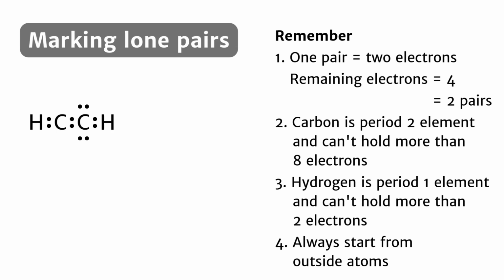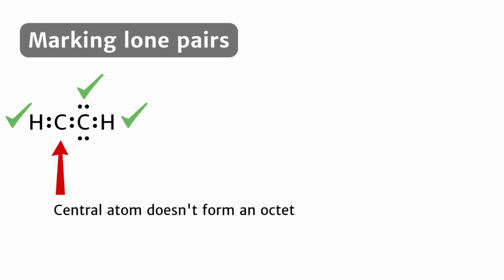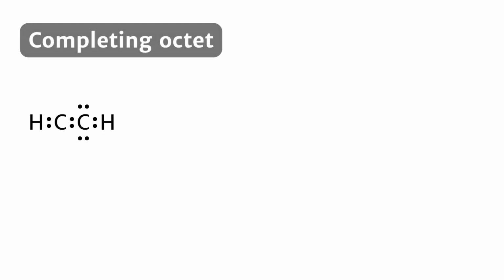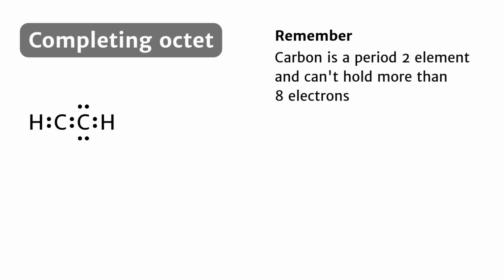distribute in the structure. The current structure of C2H2 shows that the outer atom, the right carbon, satisfies the octet rule. Each hydrogen atom also forms a duet. However, the central atom, the left carbon, does not yet satisfy the octet rule. Therefore, we will work on completing the octet for the left carbon. It's important to remember that carbon is a period 2 element and cannot hold more than 8 electrons in its valence shell.